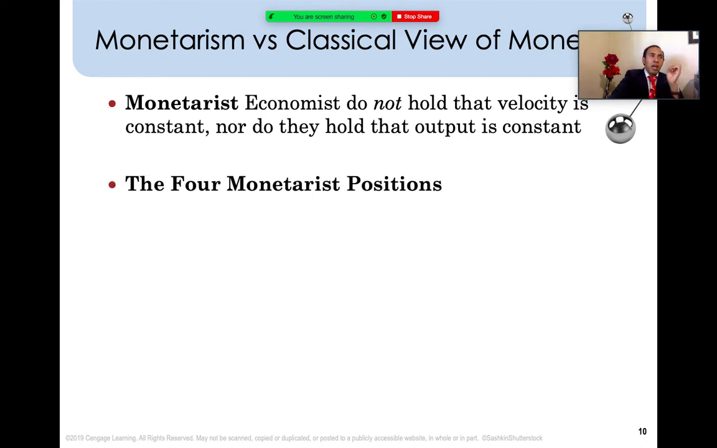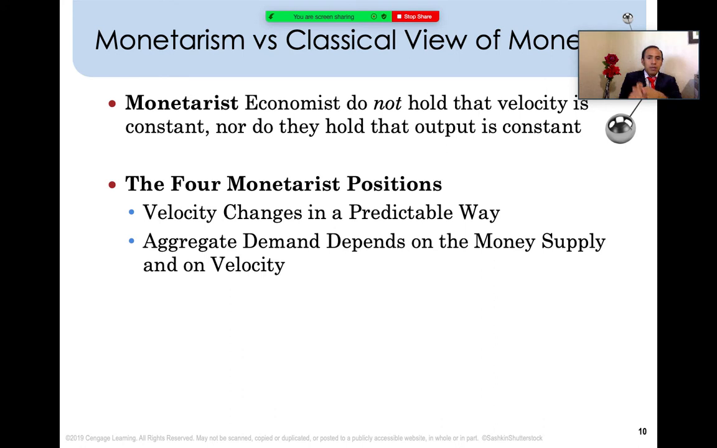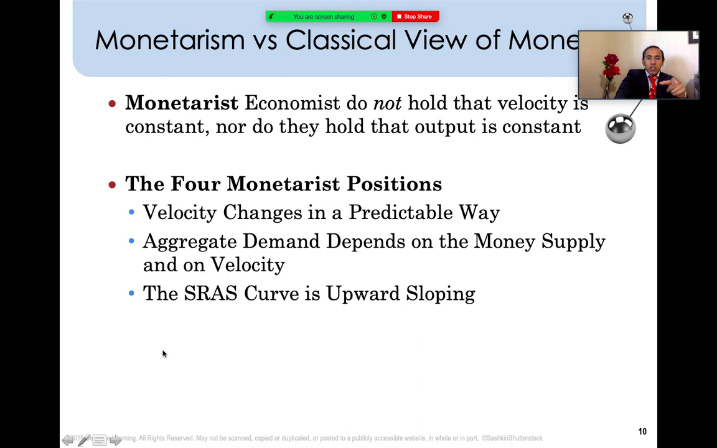So the monetarists have four fundamental positions and beliefs. Velocity can change, and the velocity of money can be predicted. Also, the aggregate demand depends on the money supply and on velocity. Both of them can change, which is very similar to the classicals. And the short-run aggregate supply curve, SRAS, is also upward sloping rather than strictly vertical. It's going to allow for GDP to change.